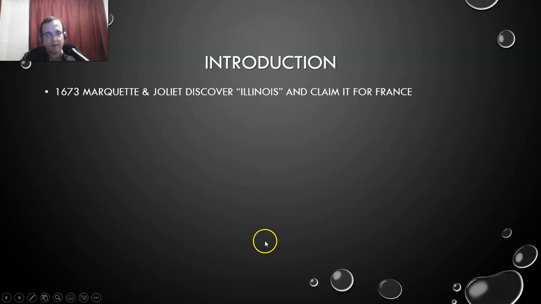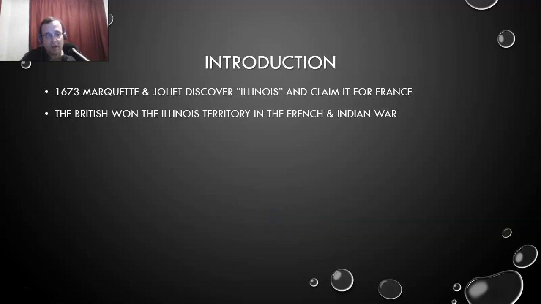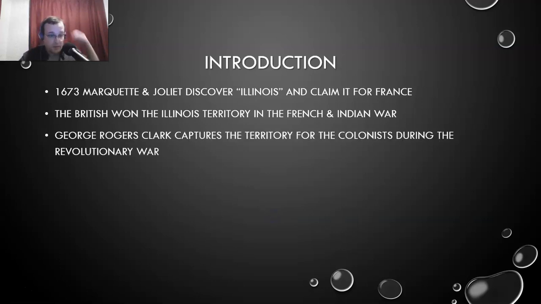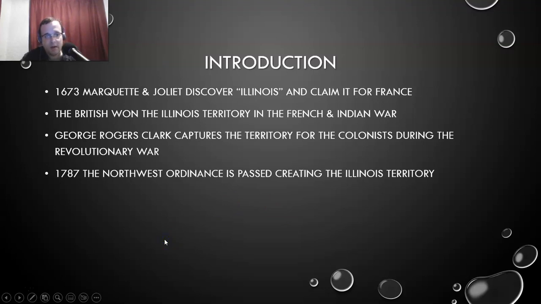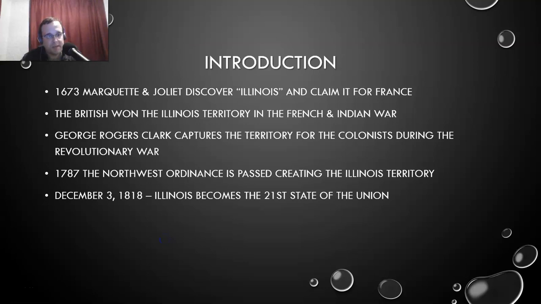So 1673, the Illinois territory is discovered by Marquette and Joliet. They claim it for France. The British win the territory in the French and Indian War. After that, George Rogers Clark captures the territory for us, the colonists, during that Revolutionary War. And in 1787, the Illinois Territory is officially created by the passage of the Northwest Ordinance. And we managed to become the 21st state of the Union on December 3rd, 1818.